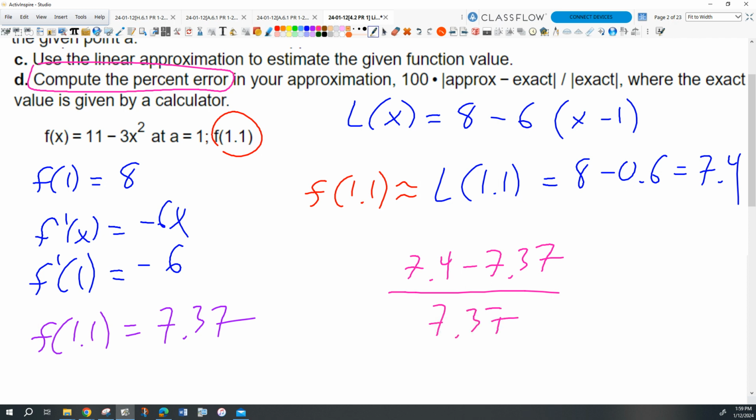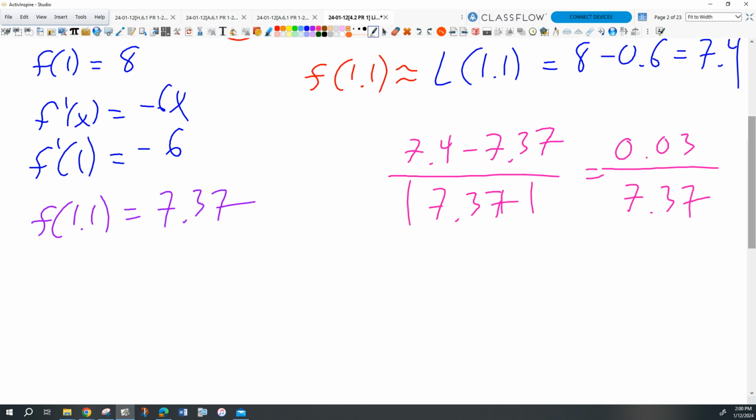Now notice that they have these absolute value bars in here, which means they only want the magnitude. I kind of objected to that a little bit. It makes sense to put the absolute value bars on the bottom, but I think it's of some use to keep the sign here, honestly. Because this ends up being positive. If I do this, I end up getting positive 0.03 divided by 7.37.